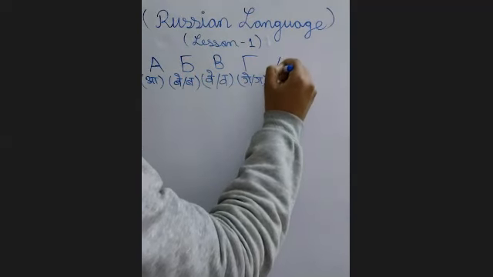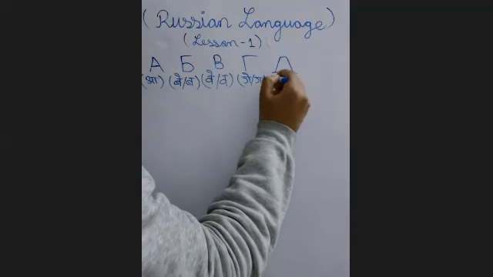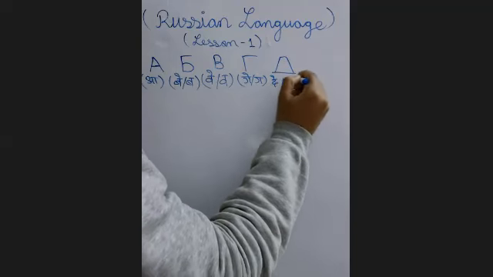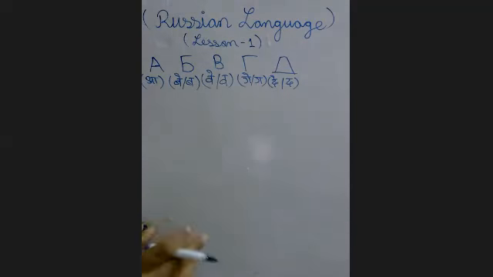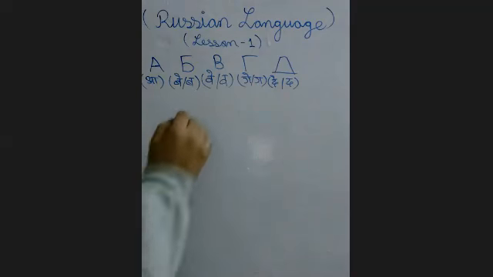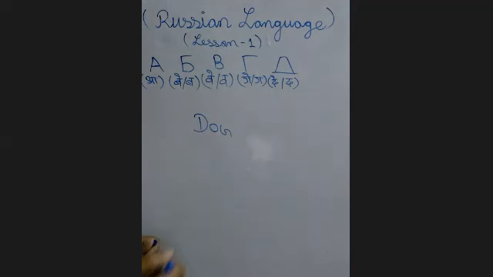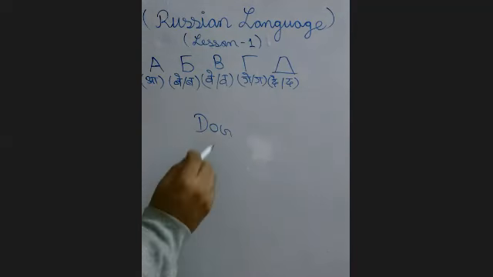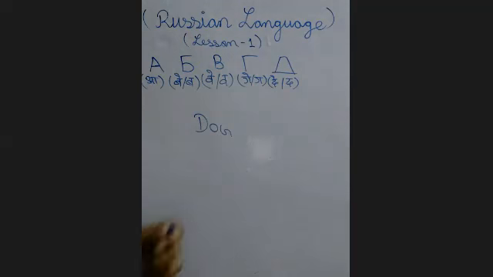Then we have this next letter. This letter is de. De is the name and d is the sound. Russians don't use the th sound. They don't know how to say it. For example, if the word is dog, we say dog because we know that D sounds like d, but Russians don't know whether D sounds like that.